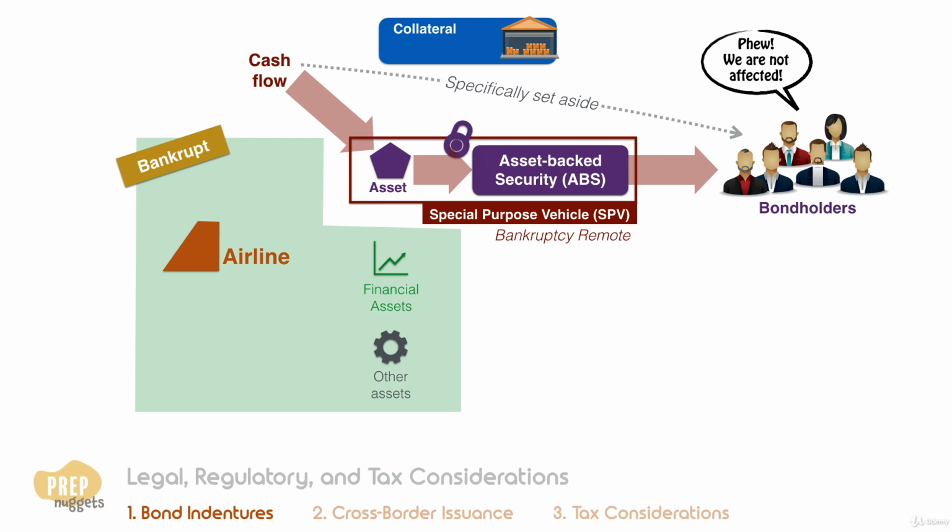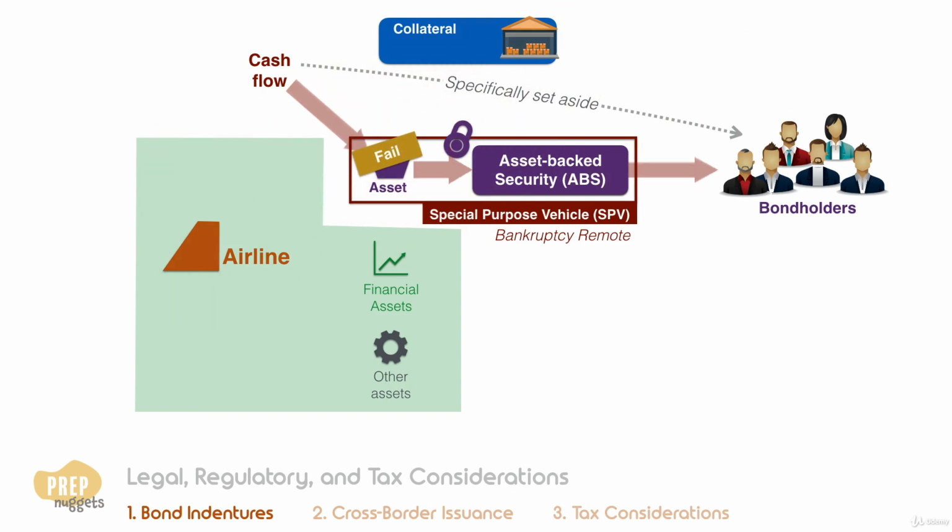However, the relationship works both ways. If the backing assets fail to perform, the holders of the ABS have no recourse from the originating firm.